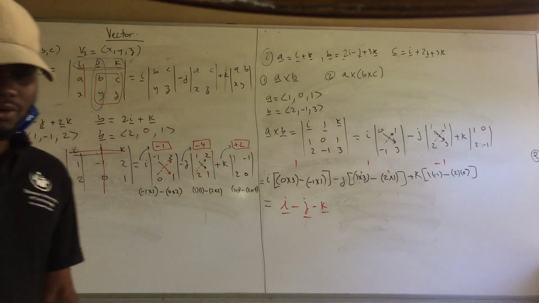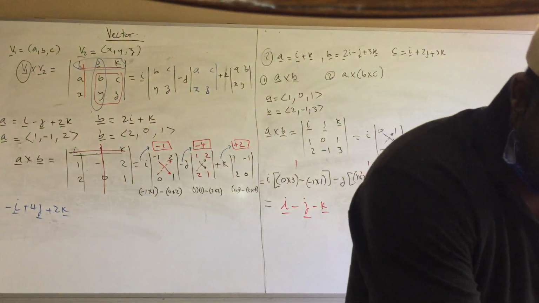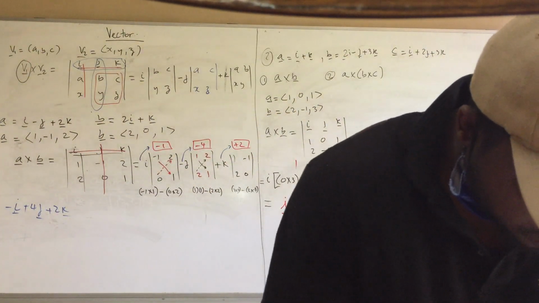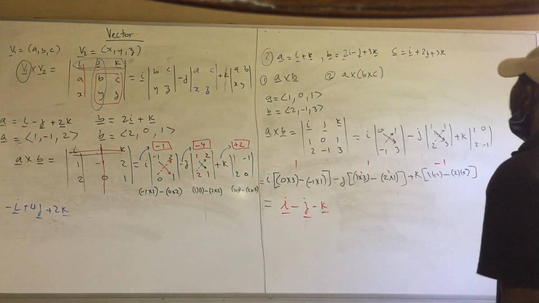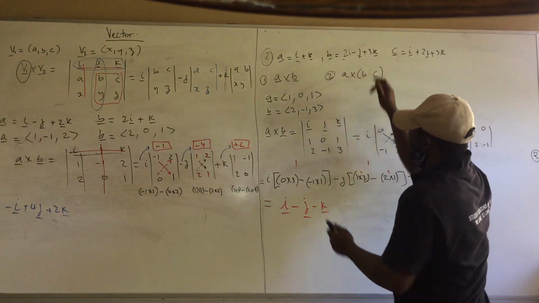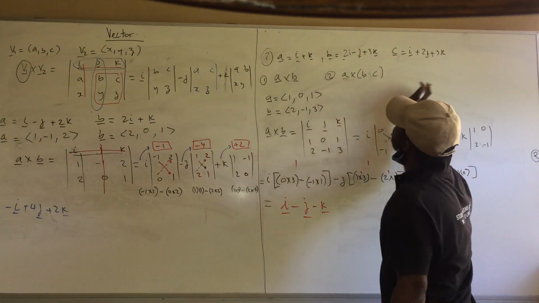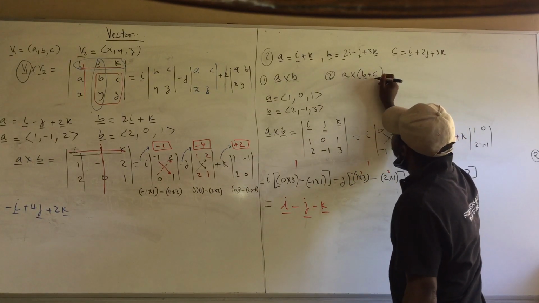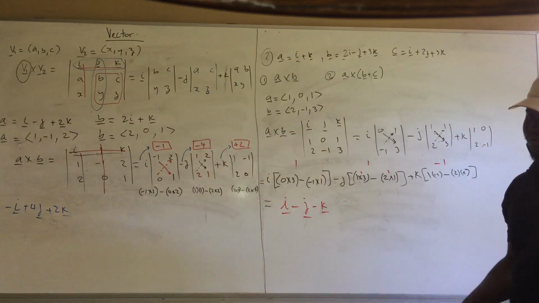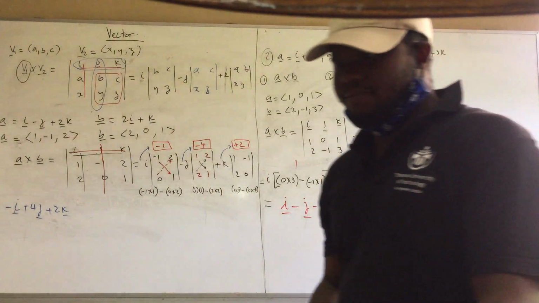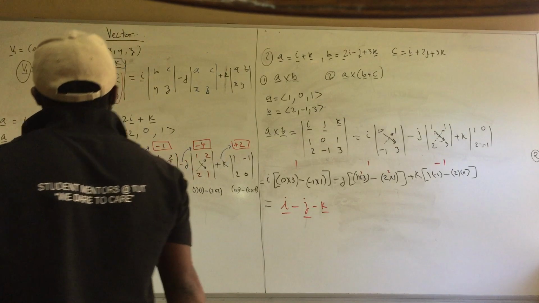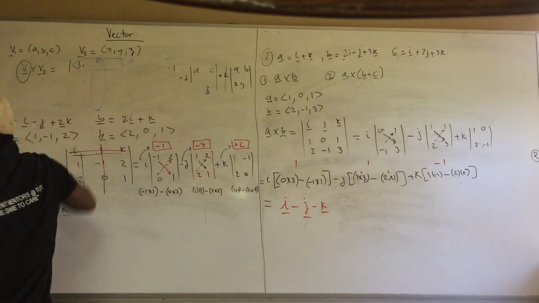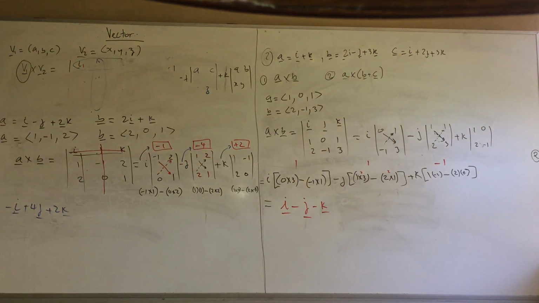Did I copy it correctly? No, I didn't. It's A cross B plus C. I like this example, so let's do this. You have to follow some logic.